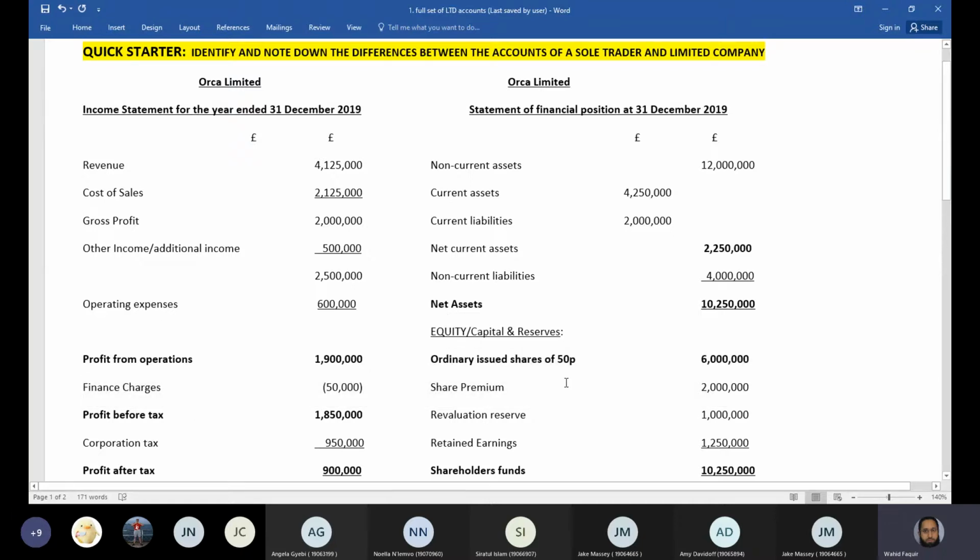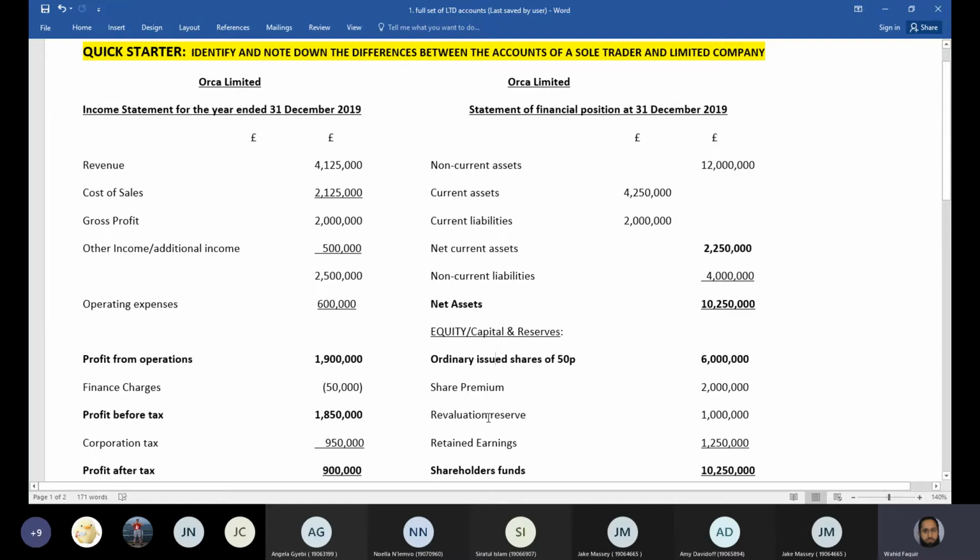So your ordinary issued shares and your share premium, that is your capital. That's money that's been raised by selling shares, if it's a private limited company, to friends and family. If it's a public limited company, to the general public, financial institutions, other businesses, etc., to anyone. Anyway, the first 2 lines, that is your capital. So that's the same as a sole trader. Okay, revaluation reserve, fair enough. We don't have that for a sole trader.